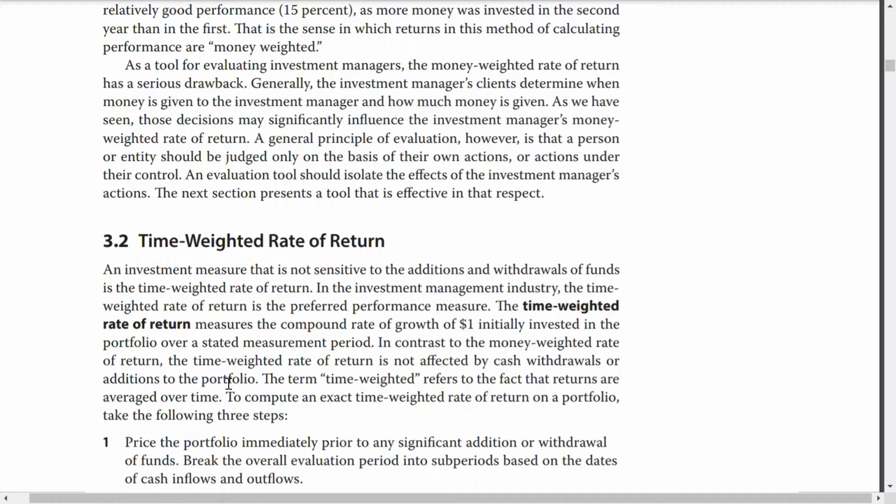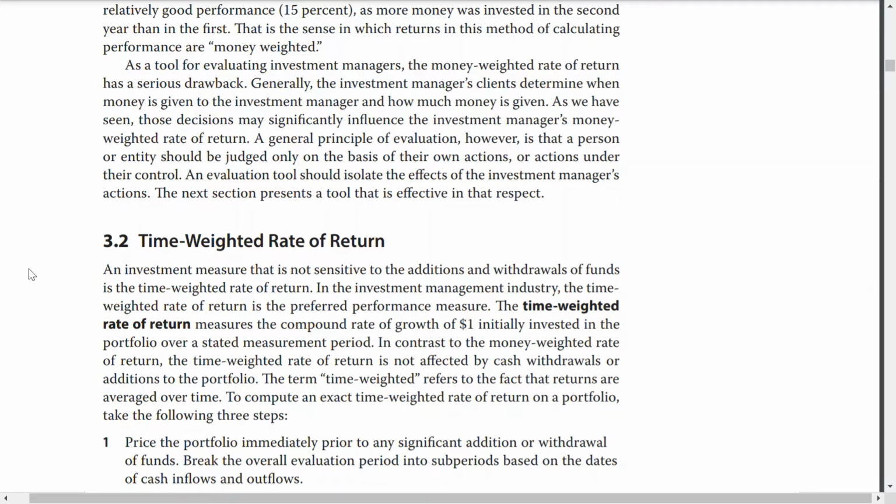A general principle of evaluation, however, is that a person or entity should be judged only on the basis of their own actions or actions under their control. An evaluation tool should isolate the effects of investment managers' actions. The next section presents a tool that is effective in that respect. Time-weighted rate of return.